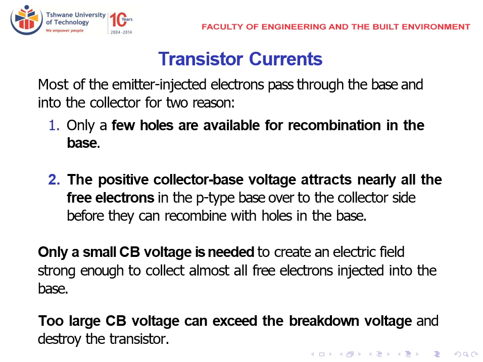Only a small collector base voltage is needed to create an electric field strong enough to collect almost all the free electrons injected into the base region. Too large a collector base voltage can exceed the breakdown voltage and destroy the transistor. Remember, the CB region is reverse biased, so you need to know the maximum reverse voltage that this transistor can handle before it reaches the breakdown voltage.